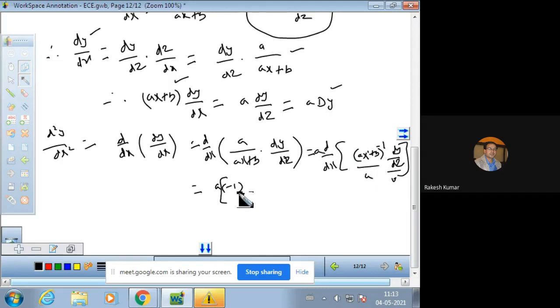So derivative of u will be minus 1 come here. So (ax plus b) raised to power minus 2 into derivative of this term, that is a, v will be as it is dy by dz, plus u will be as it is (ax plus b) inverse, and derivative of this term, that can be written as d/dx of dy by dz. Let us write it like this for now, in the next step we compute it.